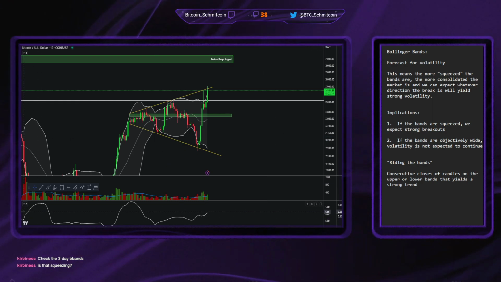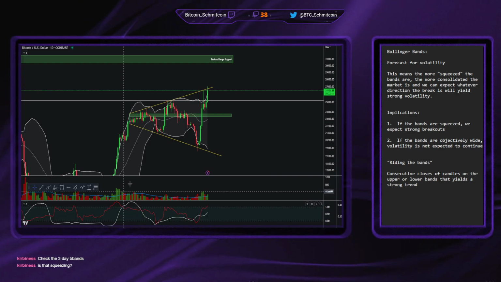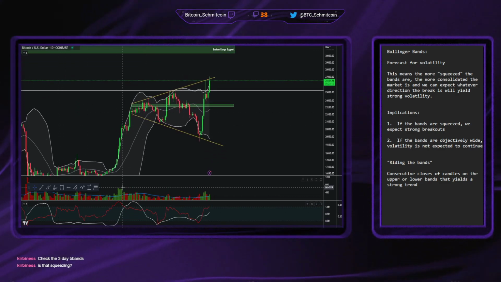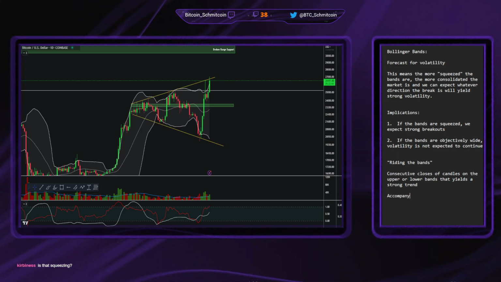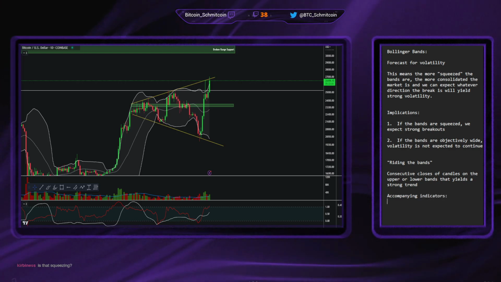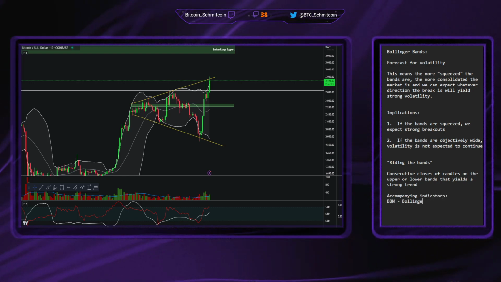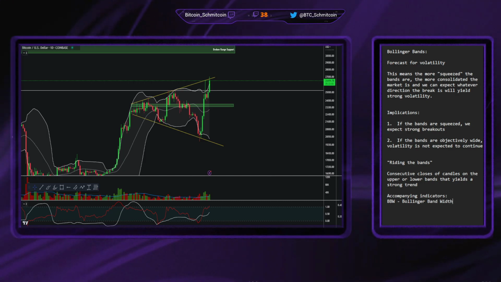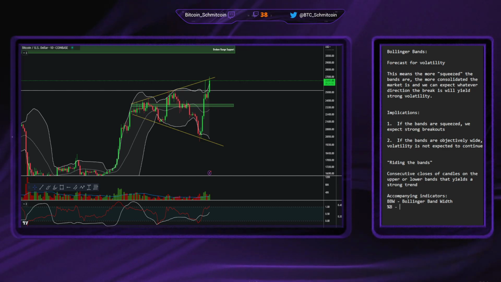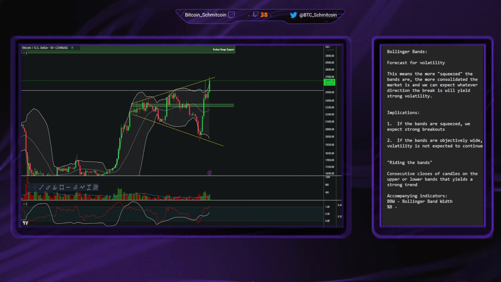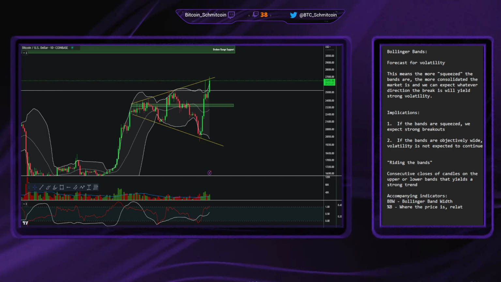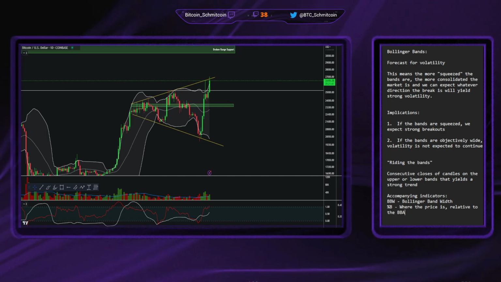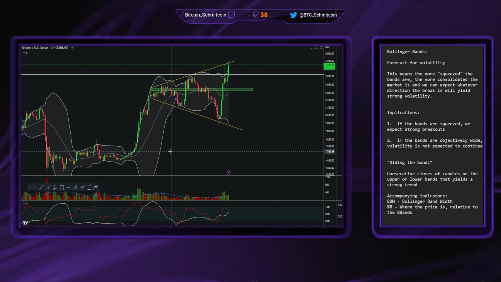What's the bottom indicator? So when you're looking at Bollinger Bands, you want to accompany the Bollinger Bands with Bollinger Band width. So accompanying indicators: BBW, Bollinger Band width, and percent B, which is essentially where the price is relative to the B bands.